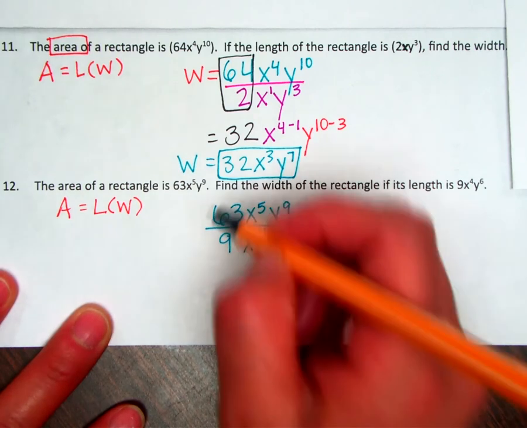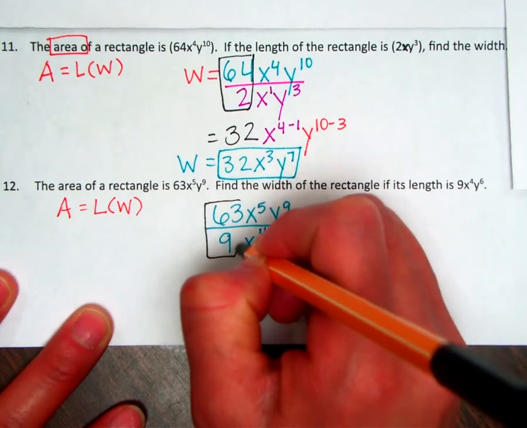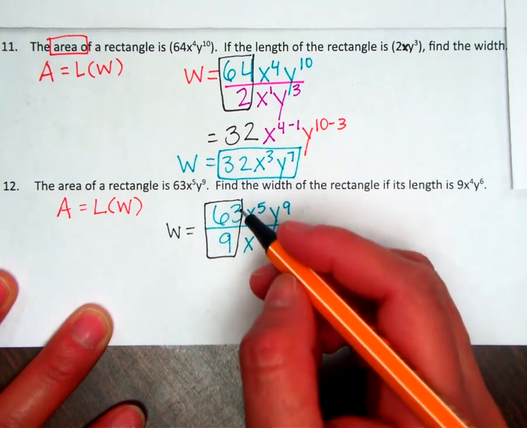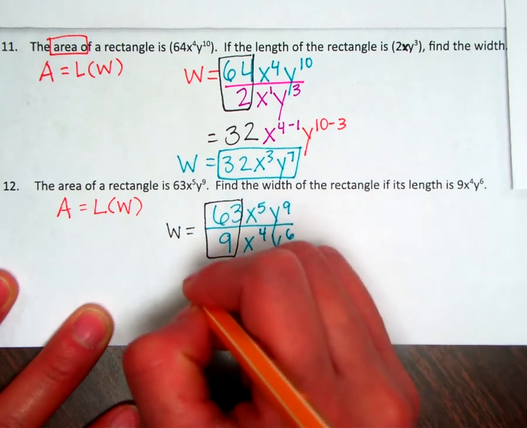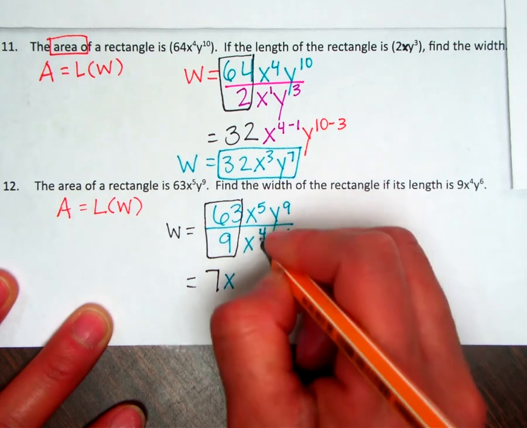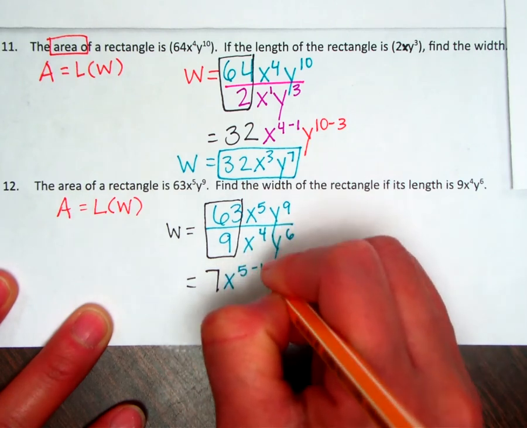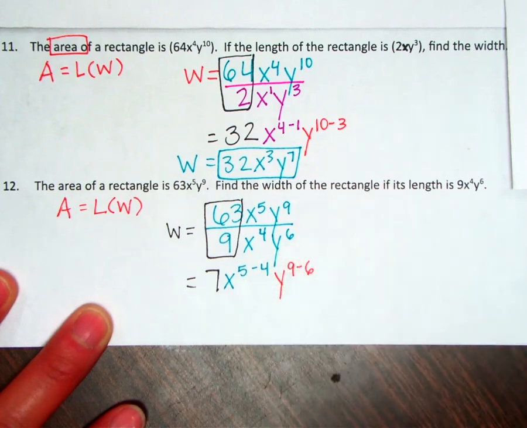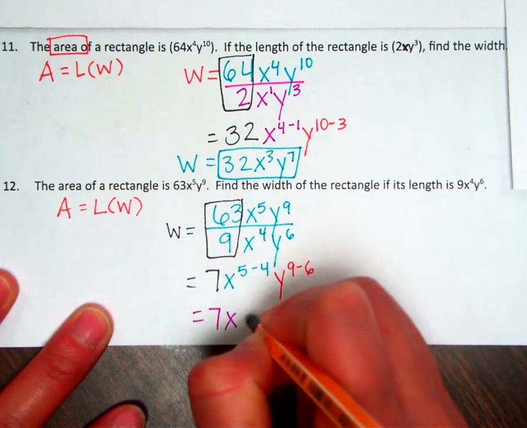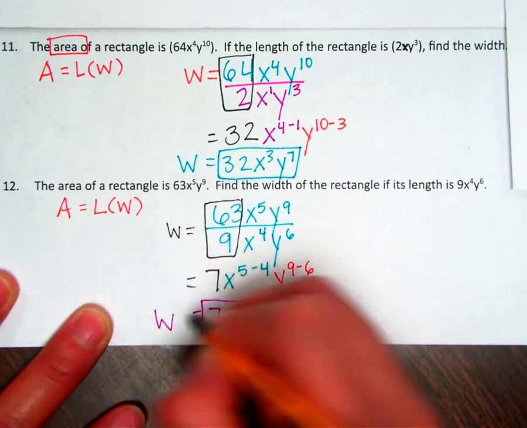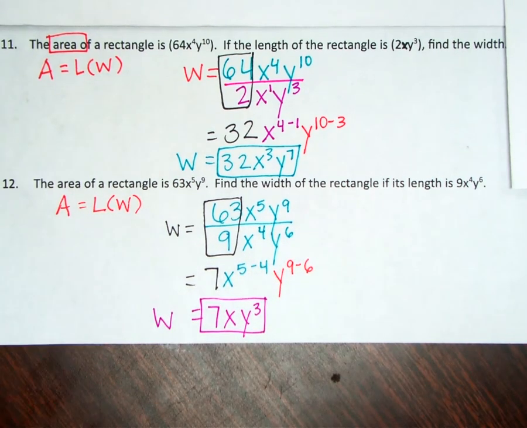So in this problem, you're going to divide the coefficients. We're looking for W. So 63 divided by 9 is 7. So we should get 7 as a coefficient. For x, you're subtracting the exponents, 5 minus 4. And for y, you're subtracting the exponents, 9 minus 6. So your final answer should be 7xy to the third. And we found the width. Now you're going to try a few on your own.